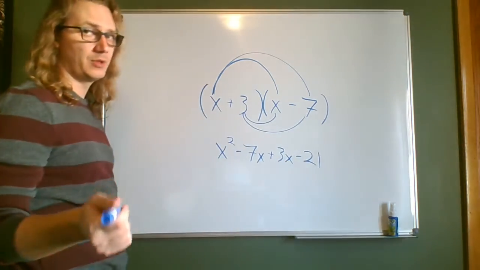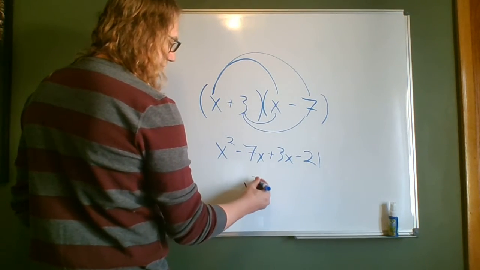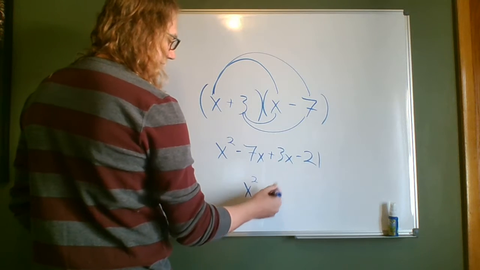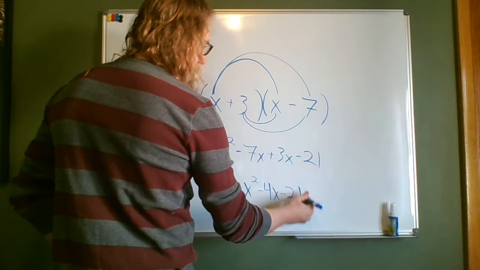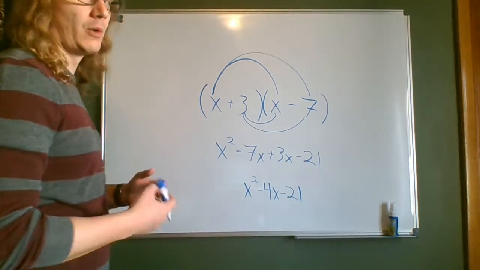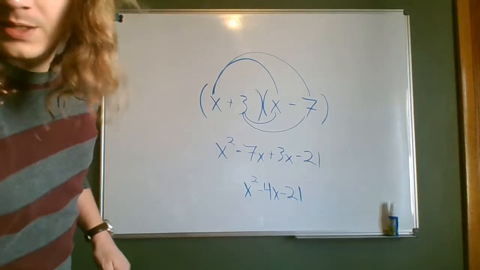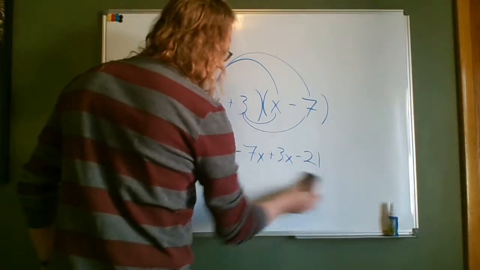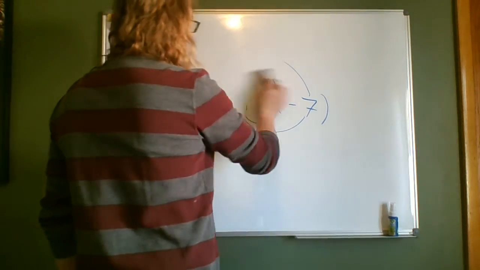The last step, don't forget, is to combine our two like terms. X squared, negative 7 plus 3 is a negative 4x minus 21. And that's what I want to work on today. I want to make sure that we've got this down. So we're going to do just a couple more of these, and then you'll be good to go with a pretty quick lesson.